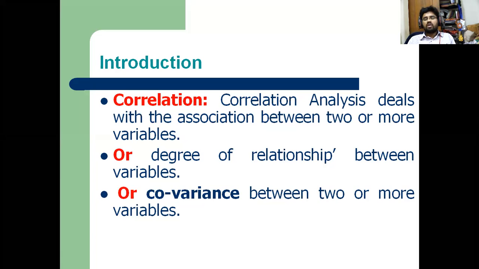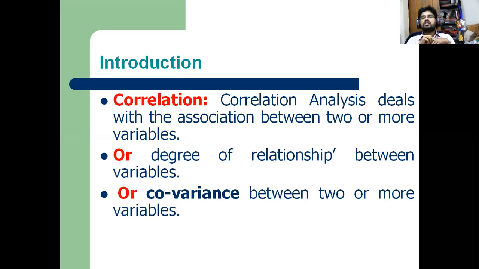So don't confuse: once again I'm repeating, correlation means the relationship between two or more variables. Second, the degree of relationship, nothing but how much relationship there is between the two variables. For example, if you have close friends and just friends in your class, the relationship between close friends will be very strong. With a normal friend there is a relationship, but it is very weak. That is the degree of relationship between variables.